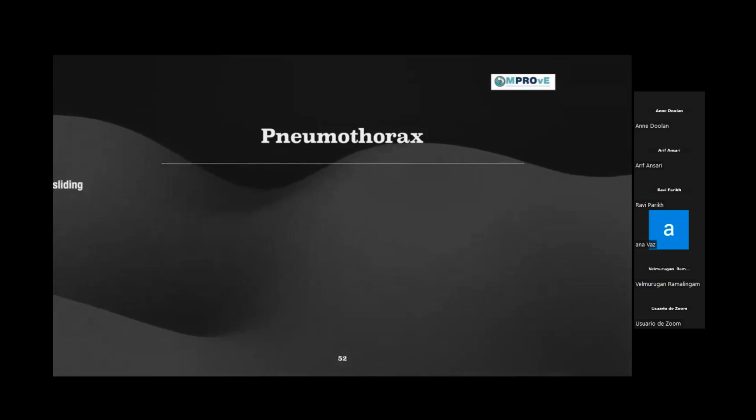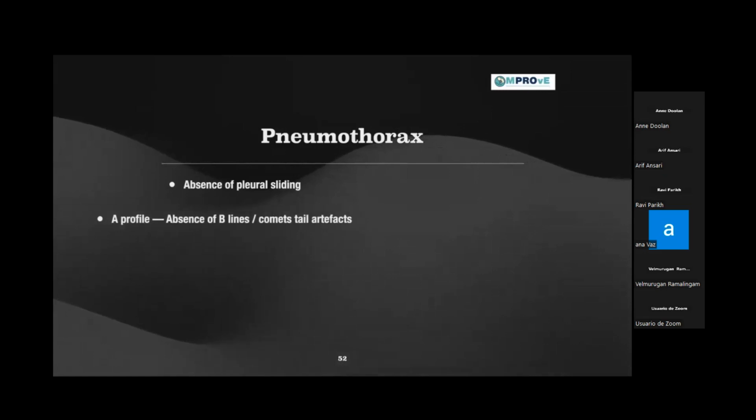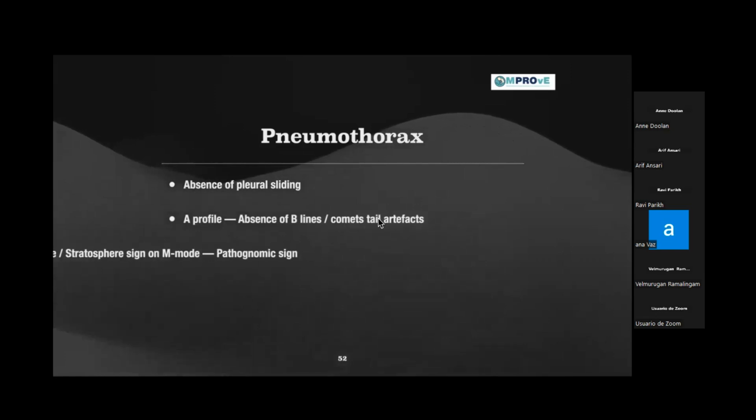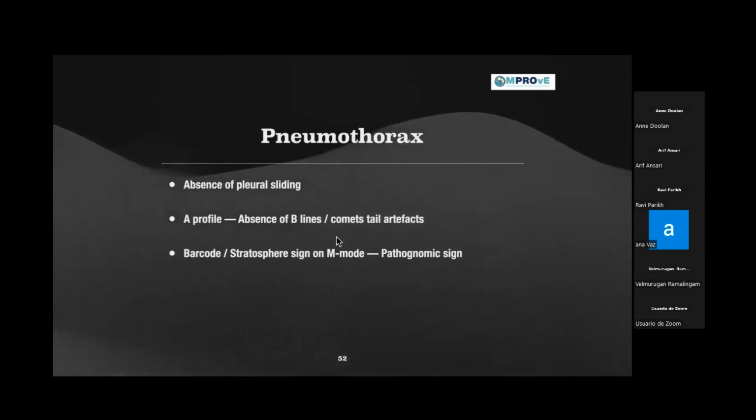Pneumothorax, let's talk more about it. You're going to have absence of pleural sliding. You're going to have an A profile. What is an A profile? Just coming to that now. So it's absence of B lines and you see only A lines. Yeah, you can see some comet-tail artifacts. Sorry, you cannot see any comet-tail artifacts. Absence of B lines and no comet-tail artifacts.